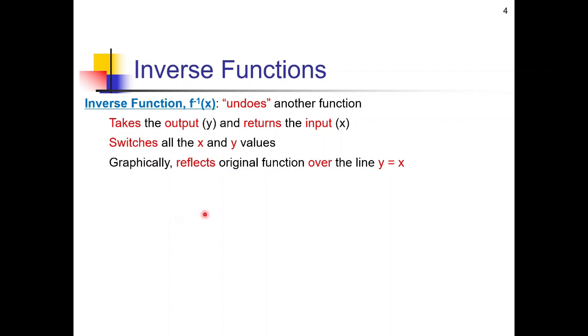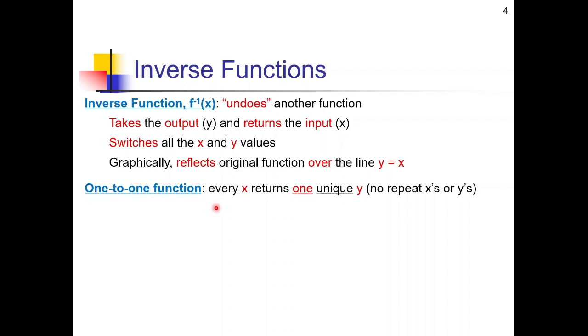A good application of this would be if you encoded a message using one function, being able to plug the encrypted message into an inverse function and get the original message back would be nice. So the next question is, do all functions have inverses? Well, for that we need a concept called a one-to-one function. This is a function where every x returns one and only one unique y value. In other words, there are no repeat x's and there are no repeat y's.